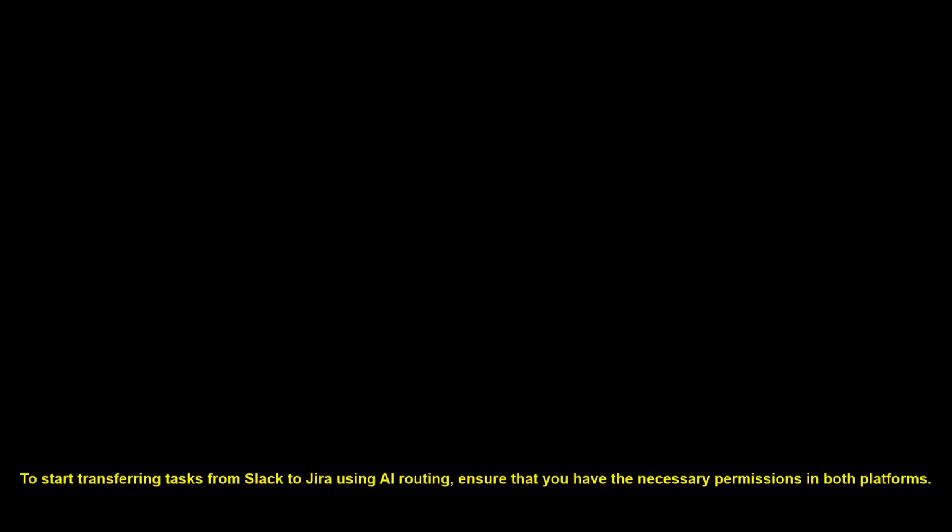clearly. To start transferring tasks from Slack to Jira using AI routing, ensure that you have the necessary permissions in both platforms. Begin by opening your Slack workspace. Navigate to the channel where the tasks are discussed.